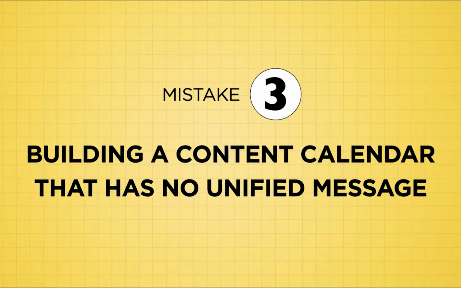Mistake number three, building a content calendar that has no unified message. Very, very common is you'll have, okay, a prolific content creating brand or company will be like, okay, we're going to come together. We're going to brainstorm our content calendar. Here's the 20 things we're going to do across these channels in the month of October. But all individually, they might be fine, but collectively, there's no consistent message.